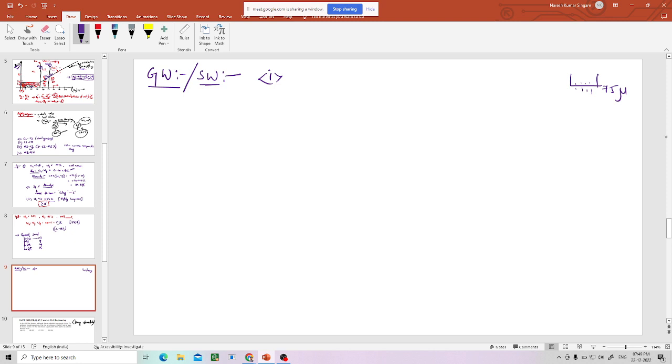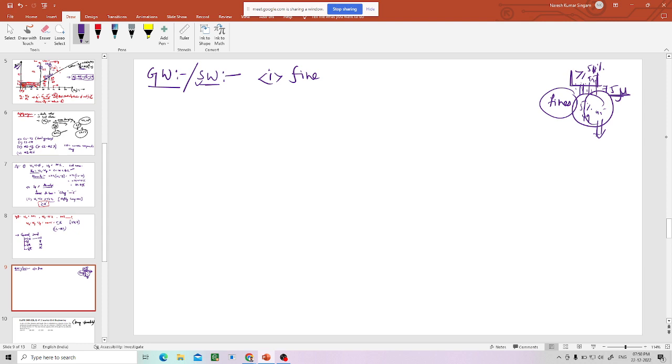The only thing is it can be sand or gravel because greater than 50% is retained on the 75 micron sieve. But how much is passing? Is it 5 and 95, 49 and 51, or 45 and 55? We don't know, but there are some fines existing. In the gravel soil also there are some fines. You have to find out the fine percentage using the 75 micron sieve. These are called fines.